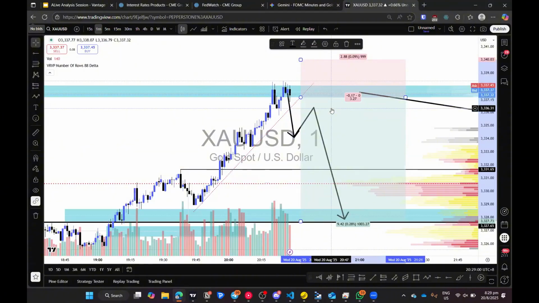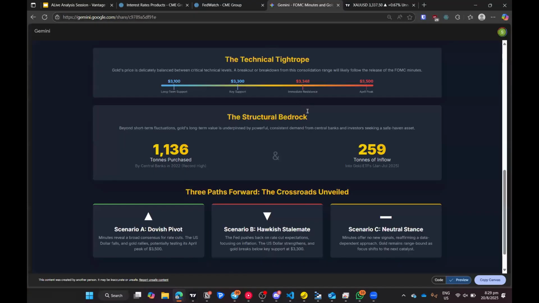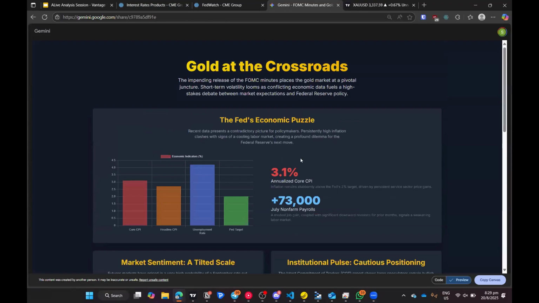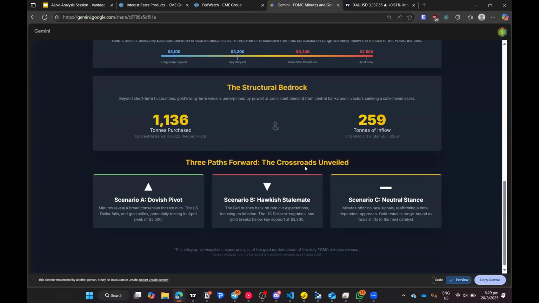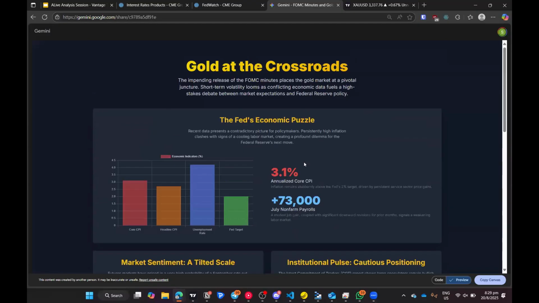Cool. So a few things that we have gone through today. TradingView, this is the charting tool. Gemini, which is the AI tool to do your analysis for you. It helps you do the research, do some web searches, and combine all of the information into one key place.